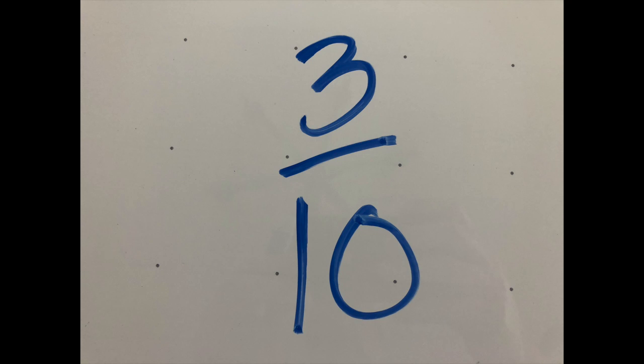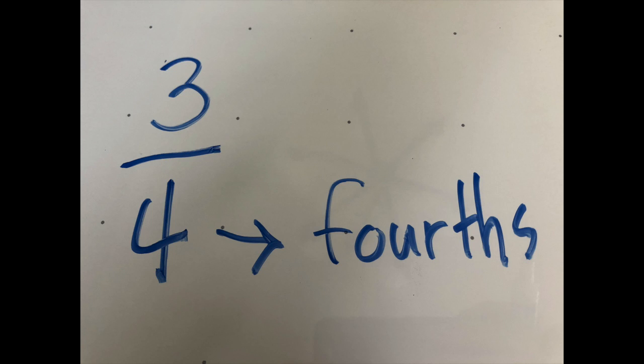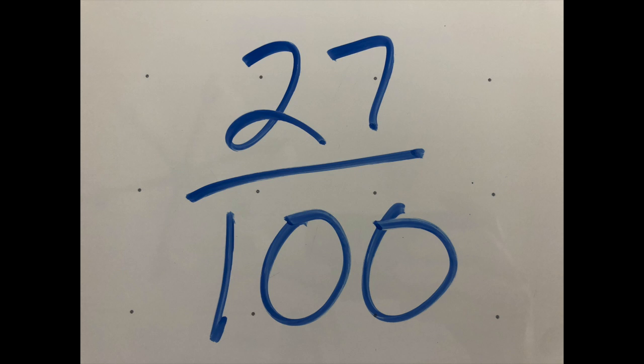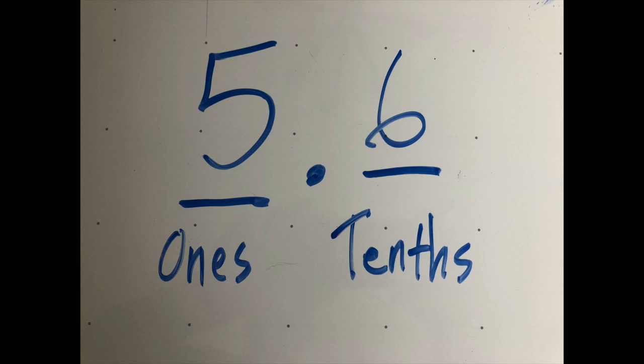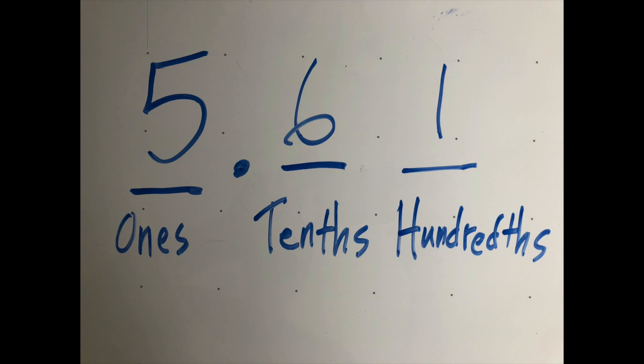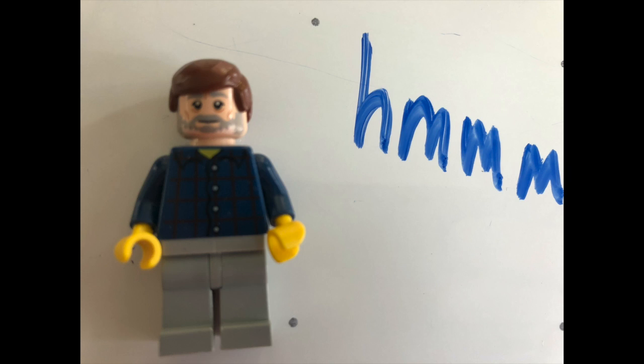You know fractions like 3/10 and 3/4, and even big ones like 27/100. You also know mixed numbers like 5 and 6/10, and you might even know 5 and 61/100. So how do you convert fractions into decimals?